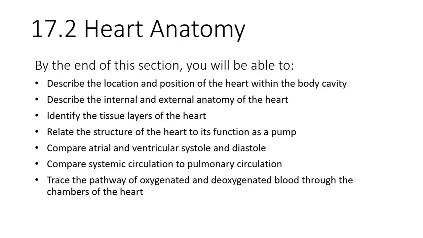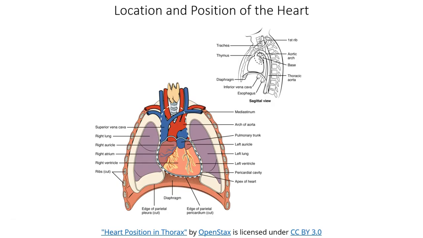So section 2 of chapter 17 is focused mostly on the location and structural components of the heart. So our heart is located in the thoracic cavity, within the pericardial cavity. There is a pericardial sac that surrounds the heart. That's a big protective membrane around it. And in between the two layers of the membrane is serous fluid for some extra cushioning.